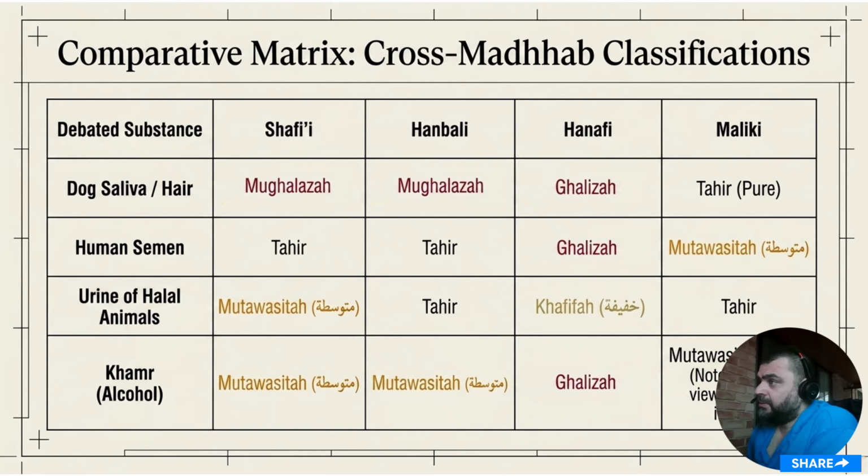Human semen, for example, is considered as tahir by the Shafi'i and Hanbali schools. The Hanafi school considers it as najasa ghaliza, and the Maliki school also considers it as najasa. Urine of halal animals is considered as najasa mutawassita by the Shafi'i school, considered as pure by the Hanbali school, and the Hanafi school considers it as khafifa. The Maliki school also considers it as tahir. Khamar, we'll discuss it in more detail inshallah when we get to that lecture, so please hold on to this thought till that time.